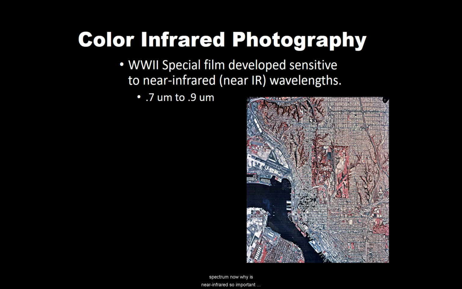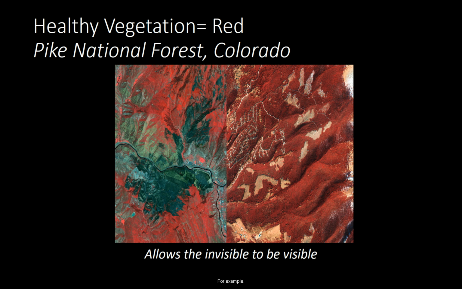Now, why is near infrared so important? Well, as you can see on this image here, vegetation is easy to depict. So for example, young vegetation really comes to us in the form of red imagery. If we look at healthy vegetation, which is going to be defined as red, it allows us to see what's invisible become visible itself. So we can see forestry practices, we can see changes in the health of vegetation when we apply the two together.